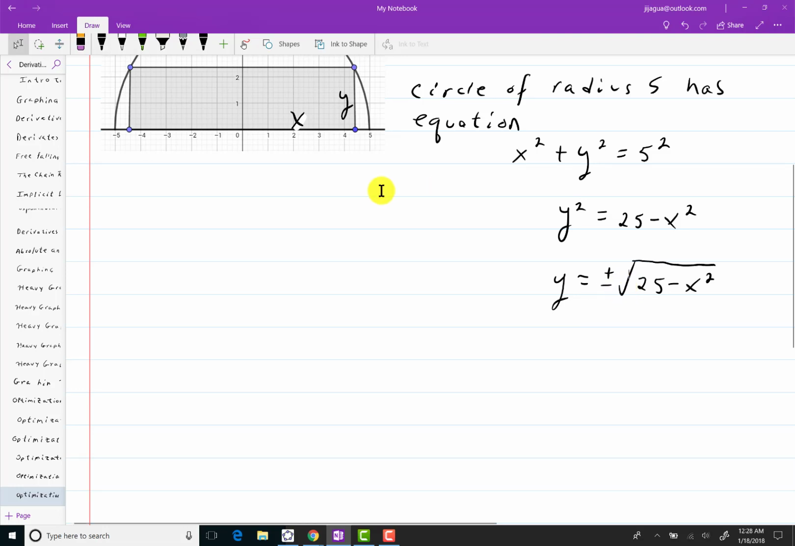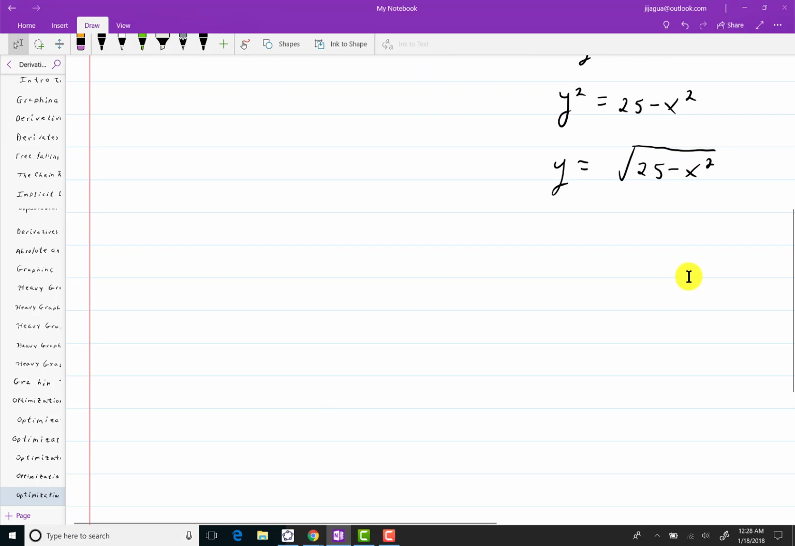Now, this would be for the whole circle. That means the top half would be the plus and the minus would be the bottom half if there was one, but there is none there. So the equation that I actually want is just the positive version. So this is what I'll use for y. And then I have A equals 2xy, and now I'll substitute this expression in here. So if you remember, this thing here is referred to as the constraint. And in fact, once I plug that in, I'll have a function of x alone.